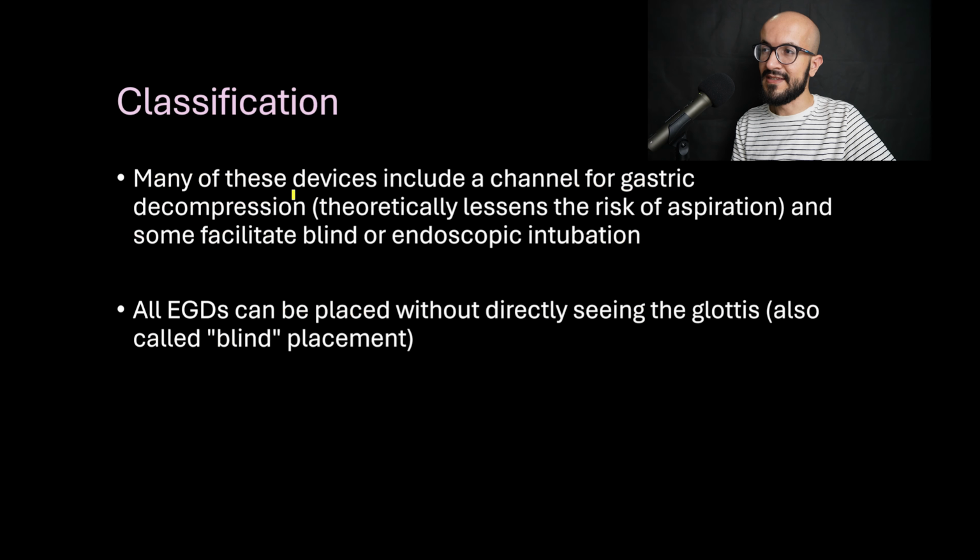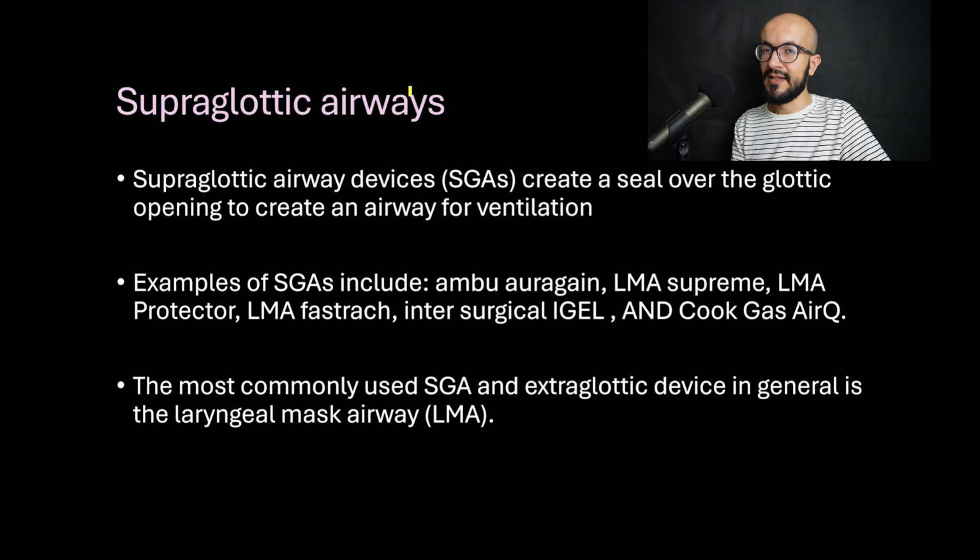Now, many of these devices include a channel for gastric decompression, and this theoretically lessens the risk for aspiration, and some EGDs facilitate blind or endoscopic intubation. Now, all EGDs can be placed without directly seeing the glottis, which is called blind placement. Now let's talk a little more about each type of the EGDs.